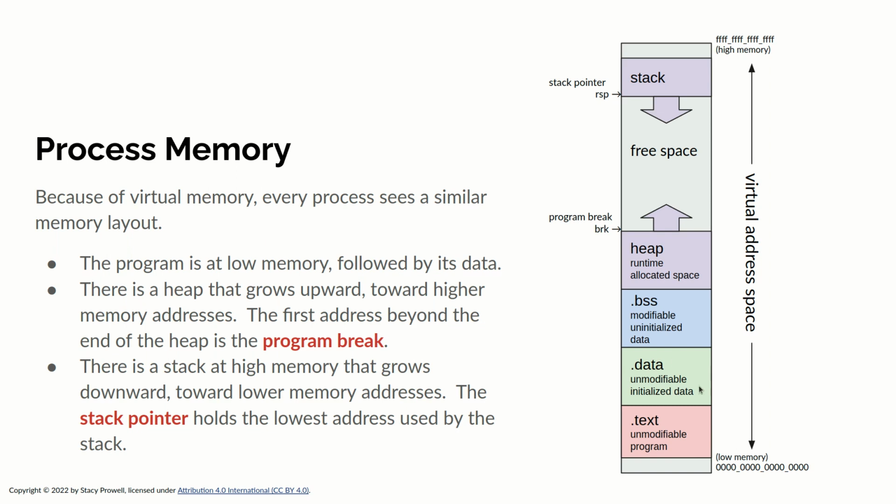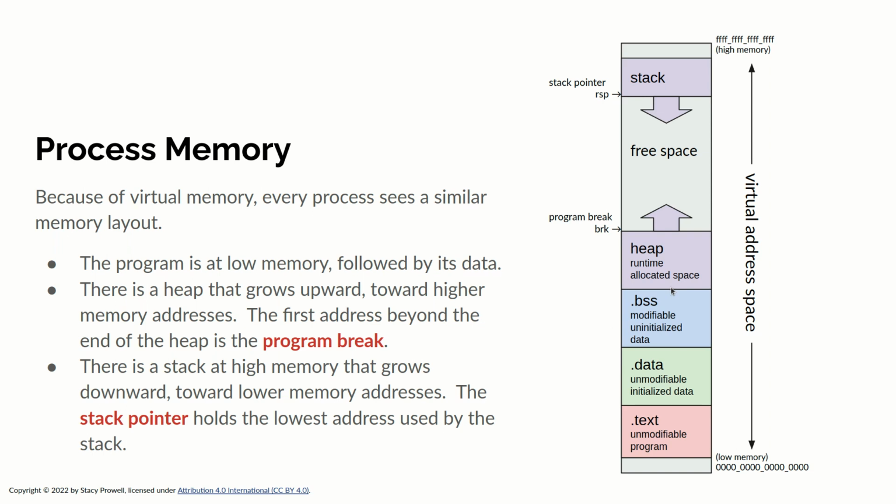That's usually followed by your data. So your data section has unmodifiable initialized data. That's usually followed by your BSS, which is modifiable uninitialized data. Right? So these guys might even go into the same segment. When we talk about segments, we'll talk about how that works. So don't worry about that too much right now. These are writable. They might go in the same segment. So modifiable and uninitialized data, your BSS, block started by symbol.